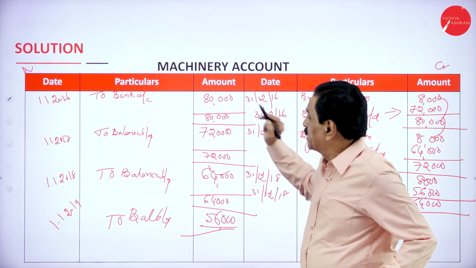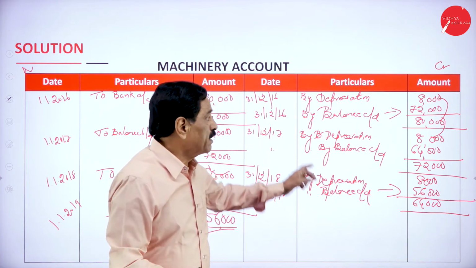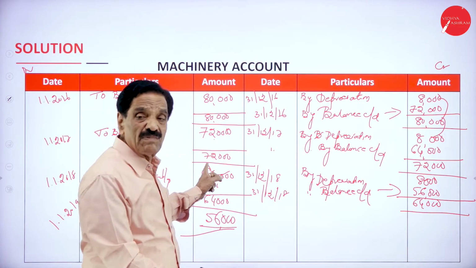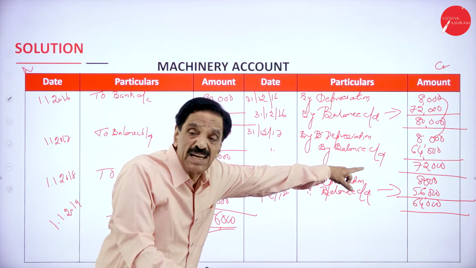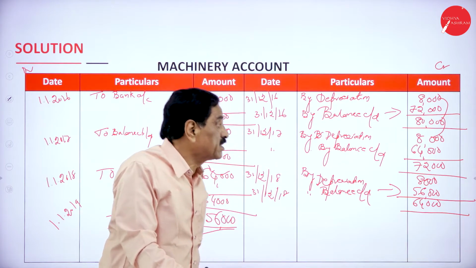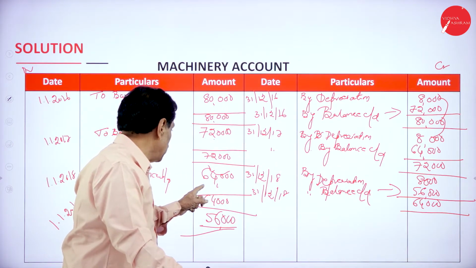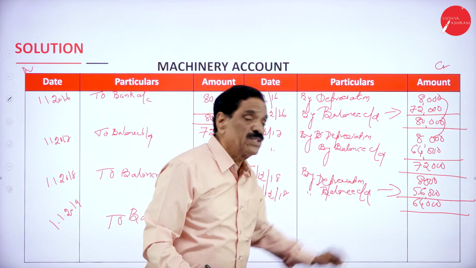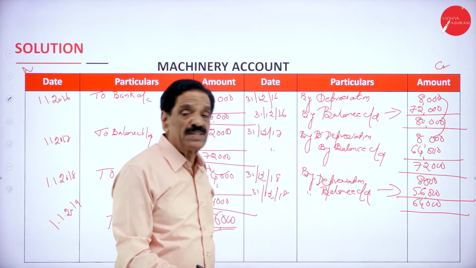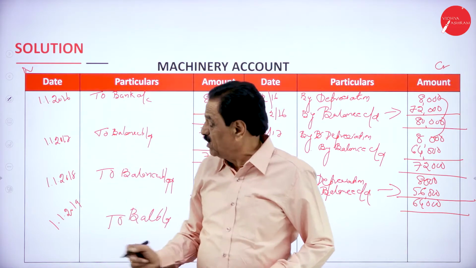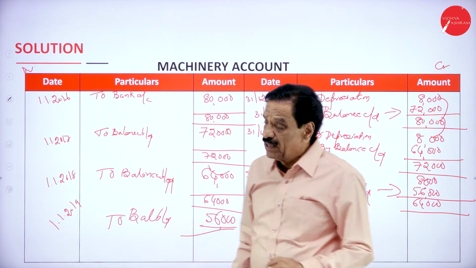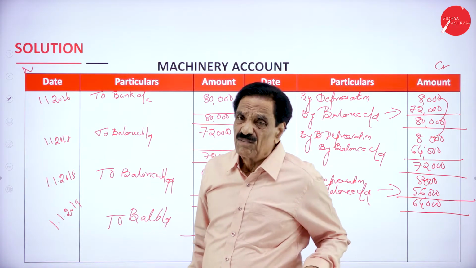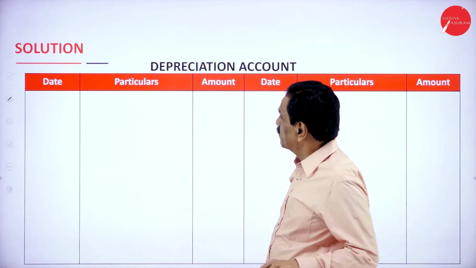So, to bank account 80,000, by depreciation 8,000, balance is 72,000, brought down 72,000, by depreciation 8,000, difference is 64,000, to balance brought down 64,000, by depreciation 8,000, difference is 56,000, end of the third year, brought down to fourth year. I think it's easy now. Every year, depreciation remains constant. We'll move on to depreciation.